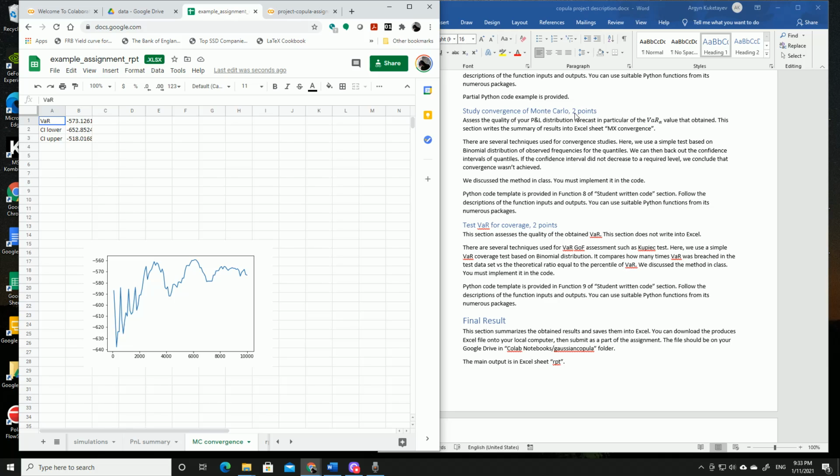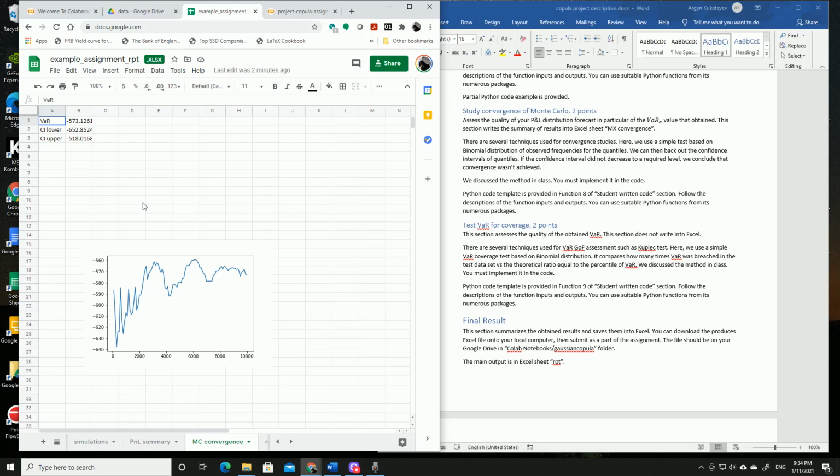The part on the study of convergence of Monte Carlo. So the way we do it, we're using this test based on the binomial distribution, and in this part of our work we will use the binomial distribution twice, but differently. It's used differently in two parts: in this part which we are discussing now, and in the next.